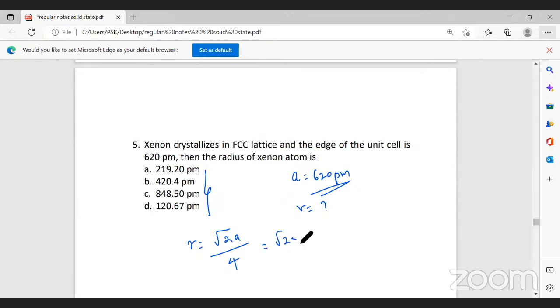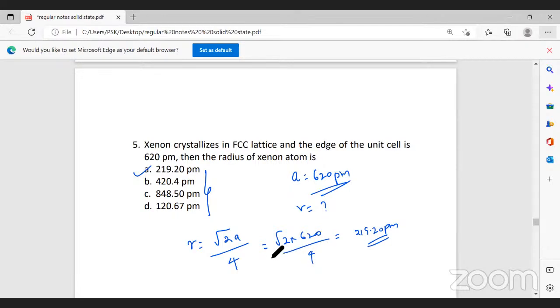It will be root 2 into 620 divided by 4. On simplification, you will get 219.20 picometers. Therefore, the answer for this question is option A, the first option. It's a direct substitution, yes or no? Yes, sir.